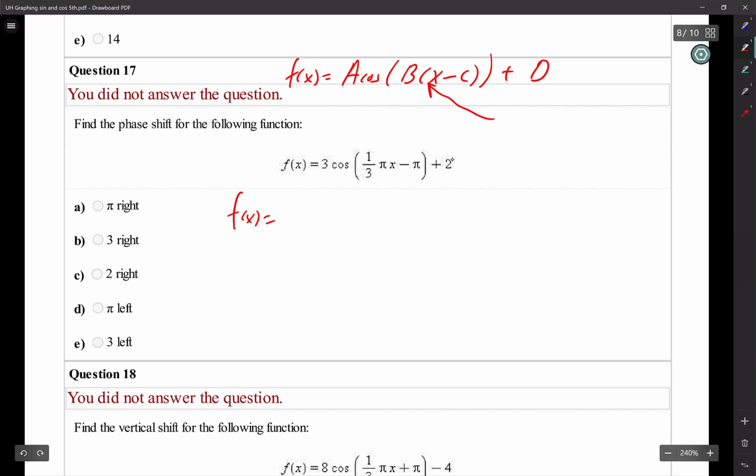You write f of x, 3 cosine, open parenthesis. I'm going to rewrite that 1/3 pi as pi over 3. I'm going to open a parenthesis, and write the x value. So what did I just do? I just factored out a pi over 3. So write that down and put that you factored out a pi over 3. And don't worry, guys, I'll upload this lesson so you can reference it.